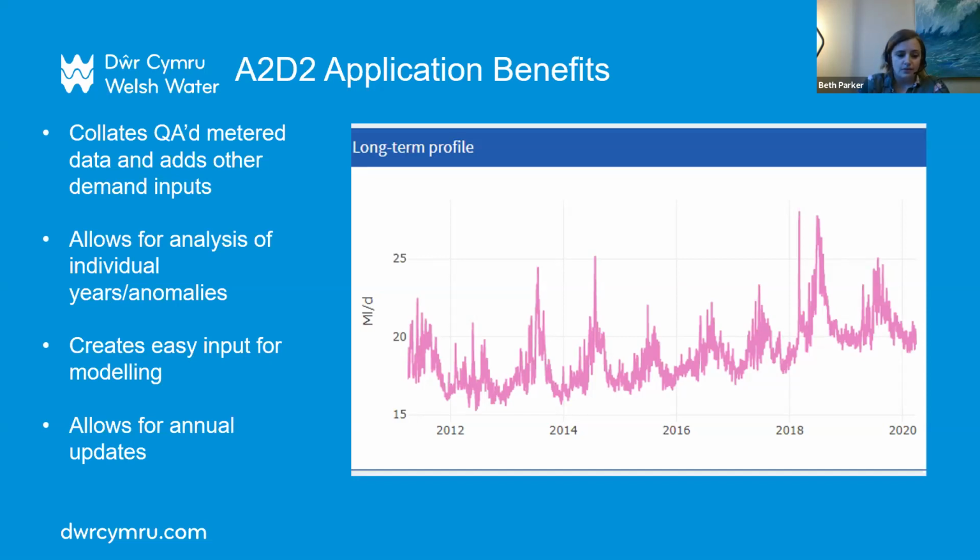So 2020 was a particularly busy year in terms of demand. In spring, we saw some of the highest demands we've seen in a while, and also some of the driest weather. And so by utilizing this application, we can take into account that change in demand and model scenarios such as this.